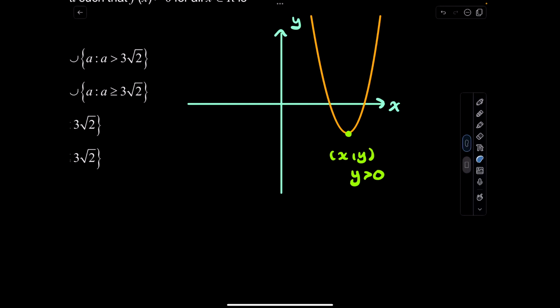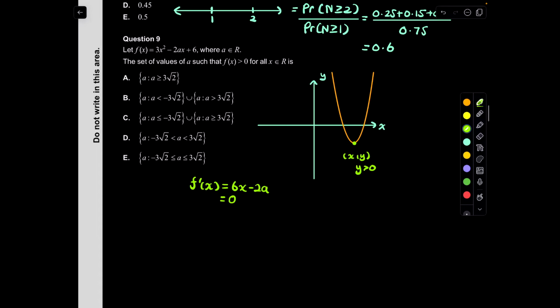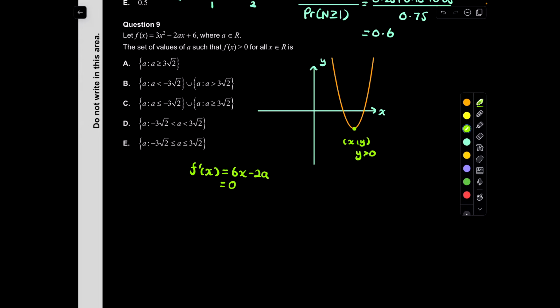So let's do that. We just need to find the y value of our turning point. To get the turning point, we need to differentiate f of x. You can do this all by CAS, but I want to do it by hand to show students who are not very strong in this kind of conceptual understanding. So f dash of x is equal to 6x minus 2a. I'm going to let that equal 0, because you let f dash of x equal 0 to find a stationary point. So 6x equals 2a, x is equal to a on 3. So the x value here is a on 3.